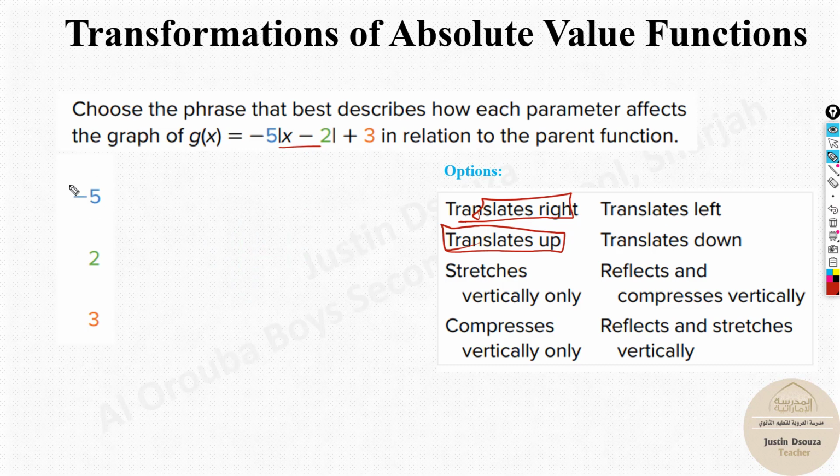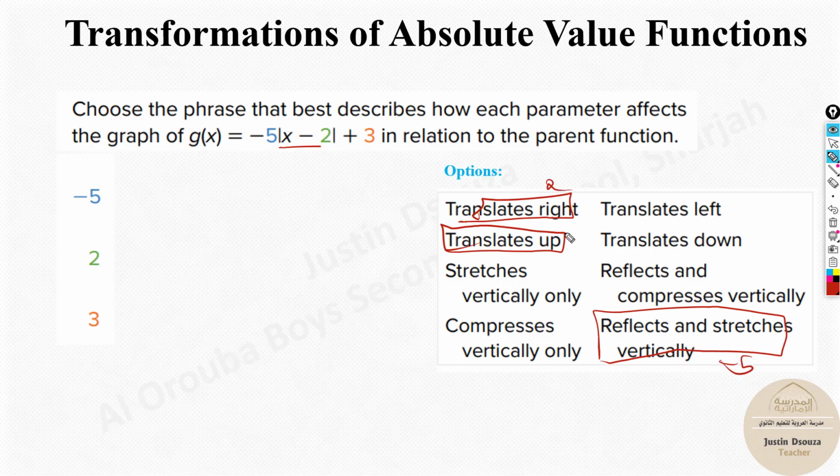Translates right. What about this -5 altogether? You must tell whether it's vertical or horizontal stretch. Since it's outside, it's horizontal. Sorry, vertical. Since it's outside, I got confused. It's vertical when it's outside. Vertical stretch because it's bigger than 1. And it reflects. Yes, this is the correct answer. It reflects and stretches vertically. This is minus 5.